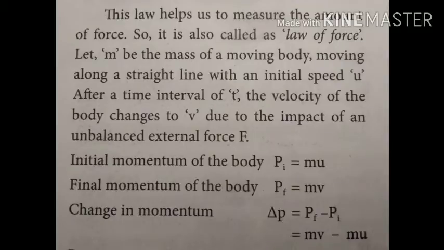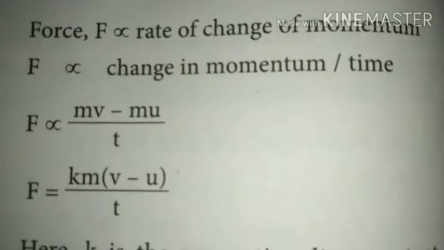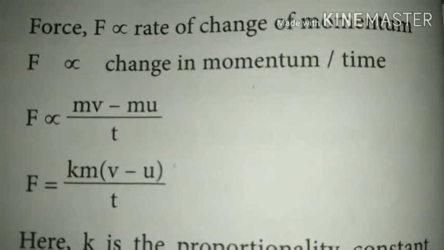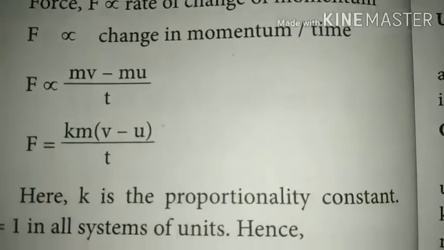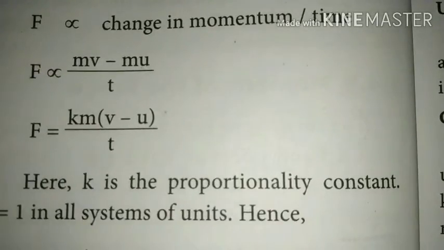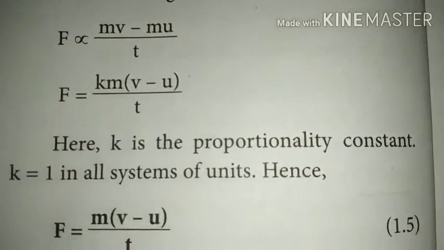By applying Newton's second law of motion, force is directly proportional to the rate of change of momentum. Rate of change of momentum is nothing but change in momentum divided by time taken. So F is directly proportional to (mv minus mu) by t.